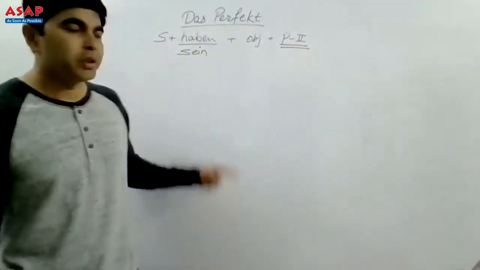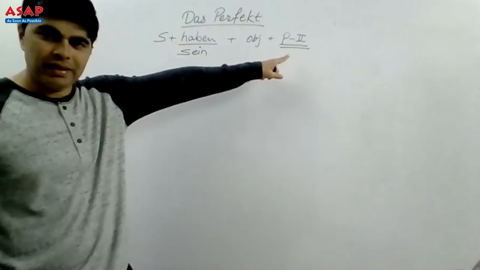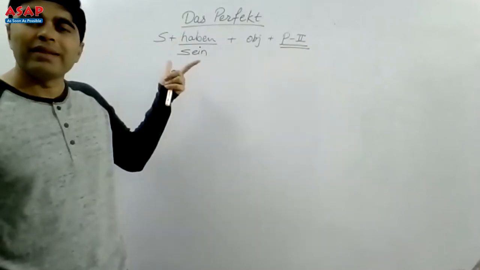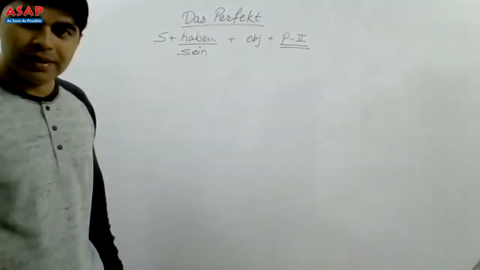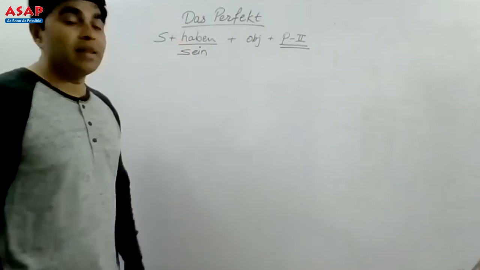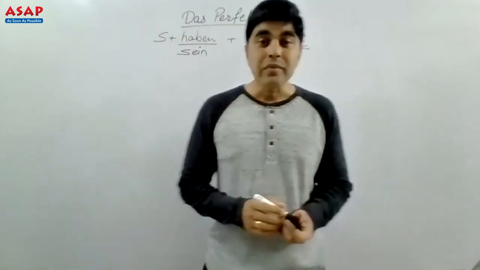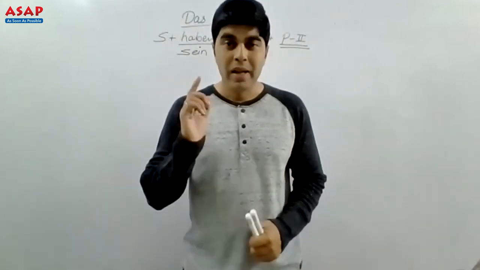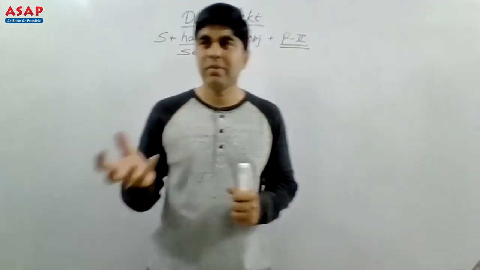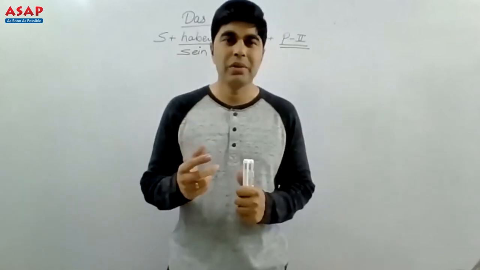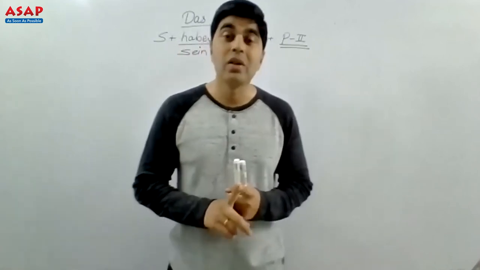So who decides there should be haben or sein? The Partizip zwei verb will decide. There is a particular group of verbs that say we don't want haben as a helping verb, we want sein as a helping verb, right? So what are those verbs? I'm telling you, in A1 level we have a few particular types of verbs, and you can easily remember them. First, the verb that shows change in the location.